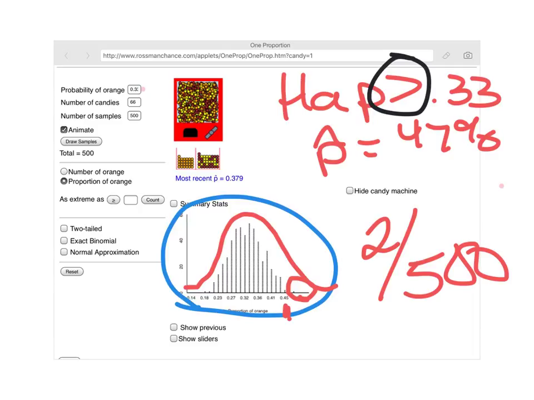Since only 2 out of the 500 trials, or 0.004, less than 1% of my samples, were 47% or higher, it's probably very unlikely that the percent of orange Reese's Pieces is actually 33%. The 0.004, or the number less than 1%, is the probability of me obtaining my value, the 47% or more, assuming that Reese's really does only have a third of orange. The chance of me obtaining 47% is so unlikely, it happens less than 1% of the time, that more than likely I can reject the null hypothesis and Reese's does not have a third of orange Reese's.